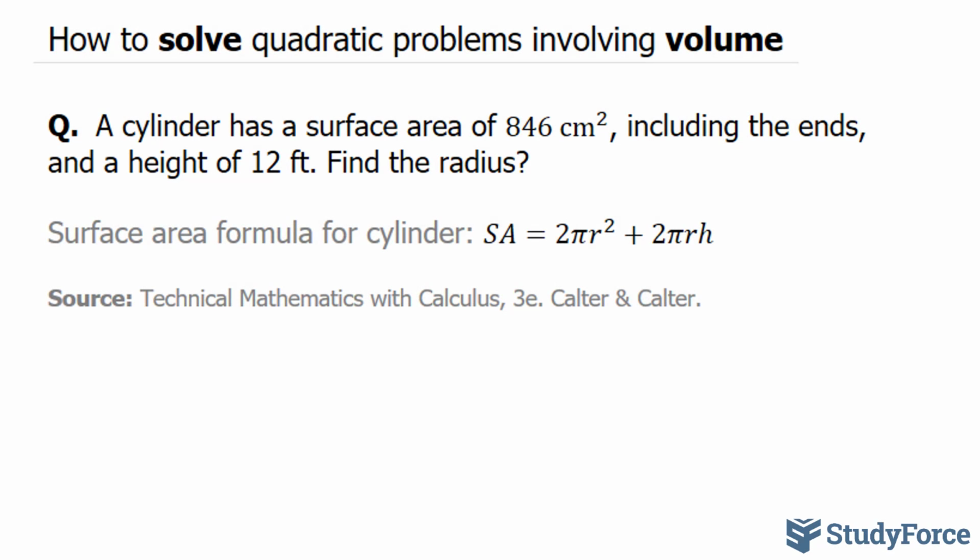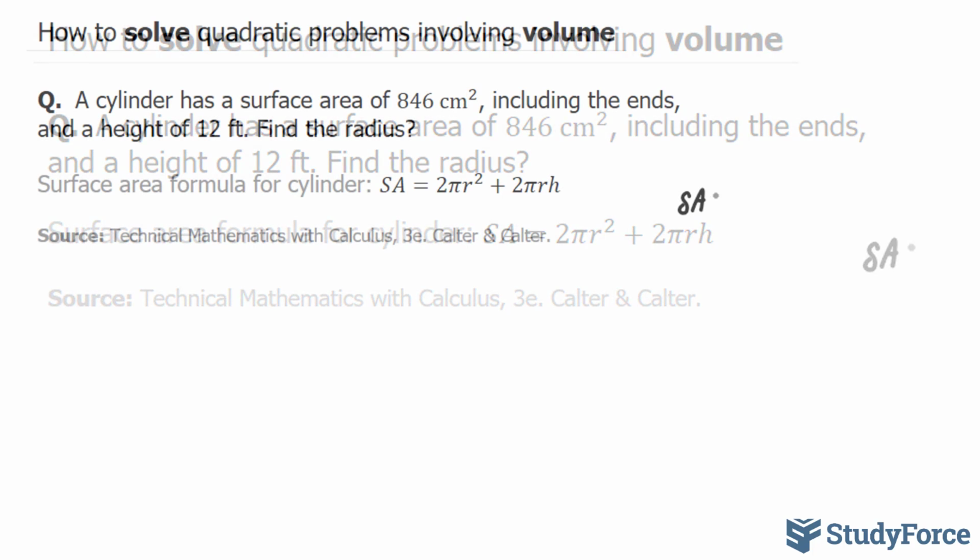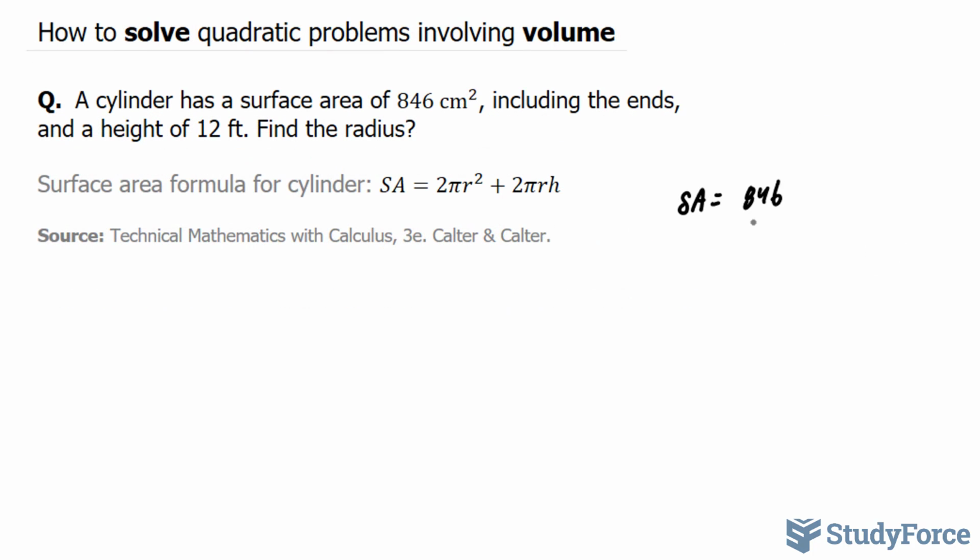To do this question effectively, you'll need to know the following formula, where surface area is equal to 2 pi r squared plus 2 pi rh. What we have to do is substitute our height and our surface area into our formula. So our surface area is equal to 846, and our height, as stated in the question, is 12 feet.